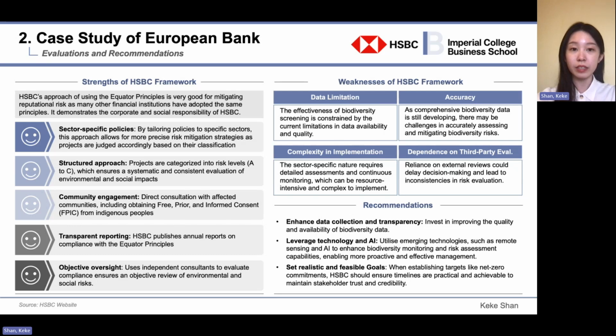So to address these challenges, HSBC should invest in transparent data collection, and they should leverage AI and remote sensing, which can help with enhancing risk management through more effective approaches. And lastly, setting realistic sustainability goals that are more practical can maintain stakeholder trust better.